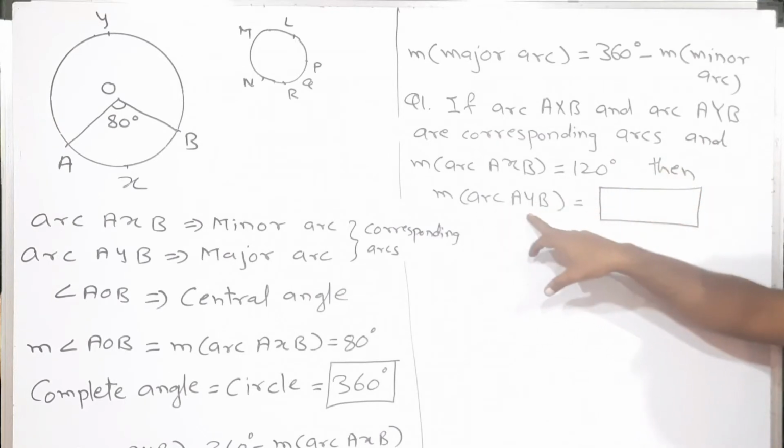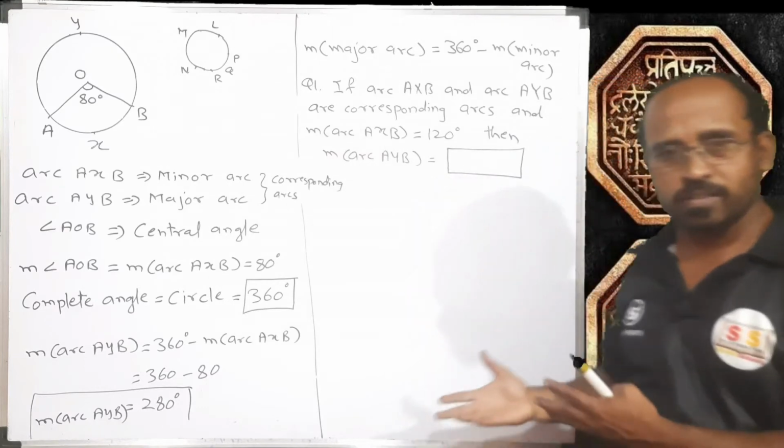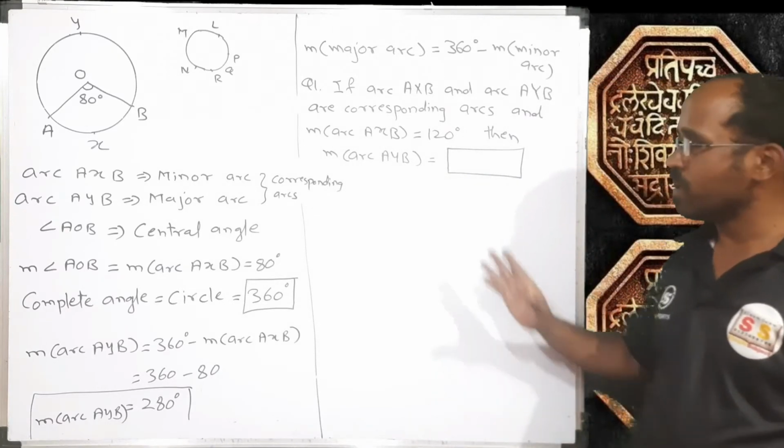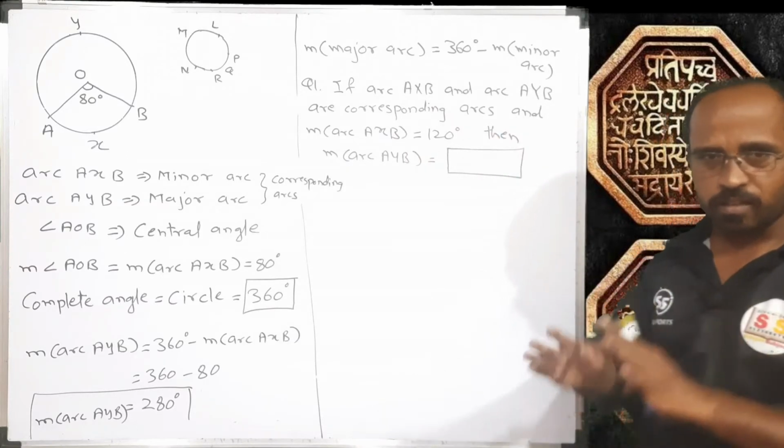Then the measurement of arc AYB is equal to how much? Then what will be the measurement of arc AYB? Students, is there anything easier than this? The measurement of another arc is 360 minus the given arc if they are corresponding.